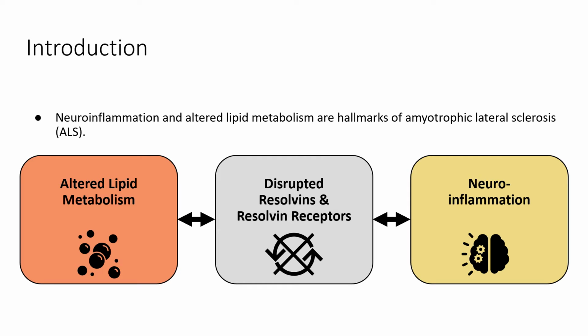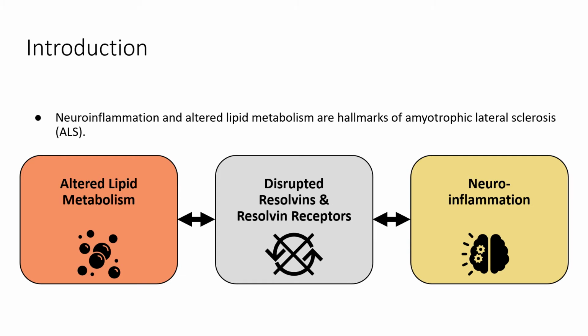Resolvins are a group of fatty acid derivatives that help to promote the resolution of inflammation. They do this by interacting with their receptors, which are called resolvin receptors, which are on a number of immunological cell lines, including monocytes. One example of these receptors is called GPR32.